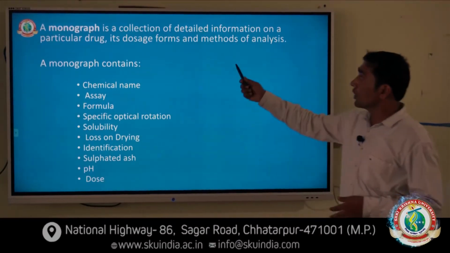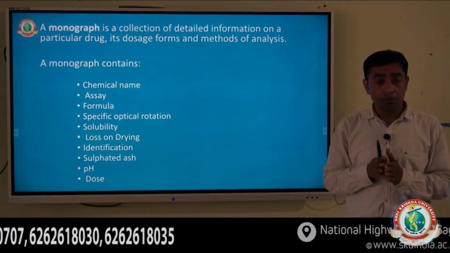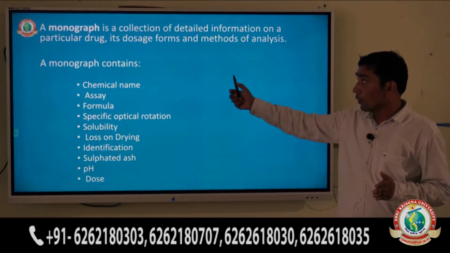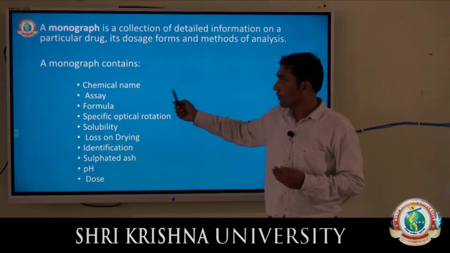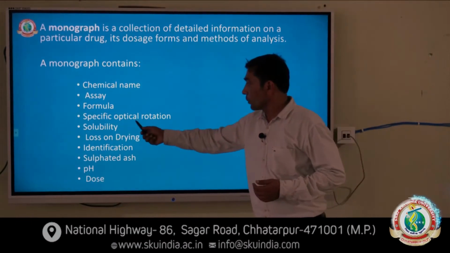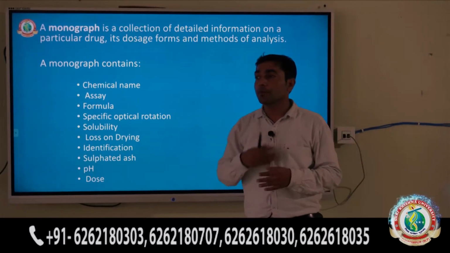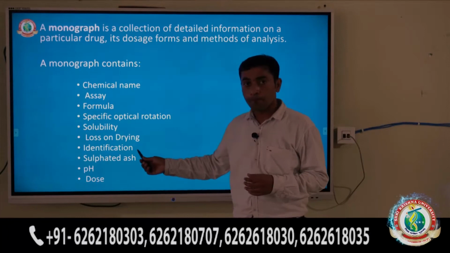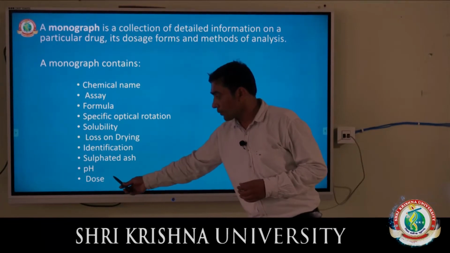Next, a monograph is a collection of detailed information. What types of information will be present in a particular monograph of a particular drug in a particular pharmacopoeia? The information contained in monographs includes the chemical name of the drug, assay, formula, specific optical rotation, solubility and the nature of solubility, loss on drying, identification, sulfated ash, and pH of the drug compound or dose.